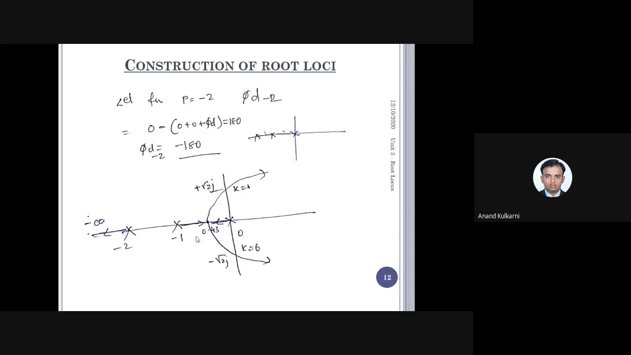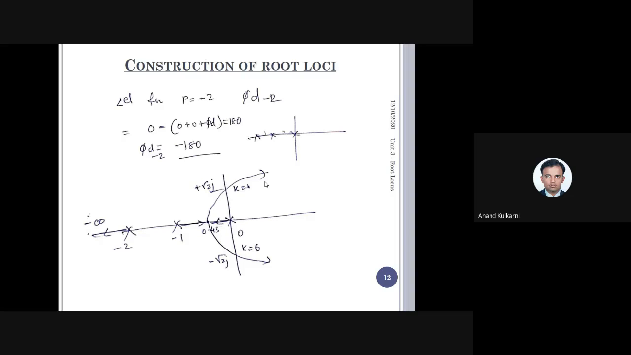And after 6, when k increases beyond 6, this root will go towards right, and this root also goes towards right. That means if the root comes to the right, the system becomes unstable, because the roots have to be on the left hand side only to be stable. So when k value becomes greater than 6, it becomes unstable. When k value is 0 or 6, it is limitedly stable, and between 0 and 6, it is stable.